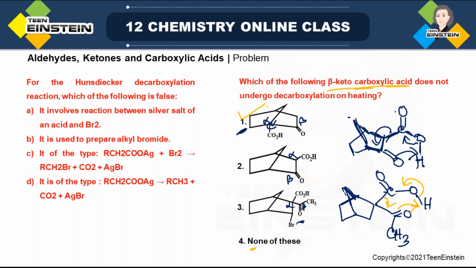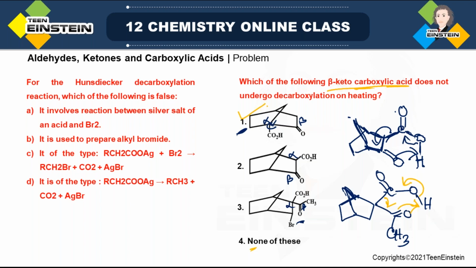The first option is saying it involves reaction between the silver salt of an acid and bromine. Now this is true, right? Then it is used to prepare alkyl bromide. That is also true, because the final product is basically an alkyl halide. So if you are using the halogen bromine, obviously the final product will be alkyl bromide.